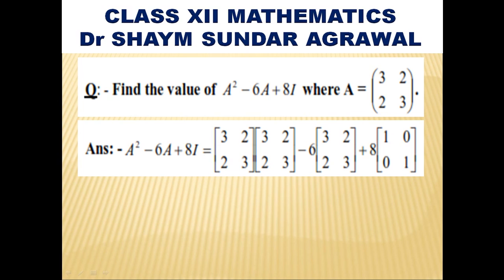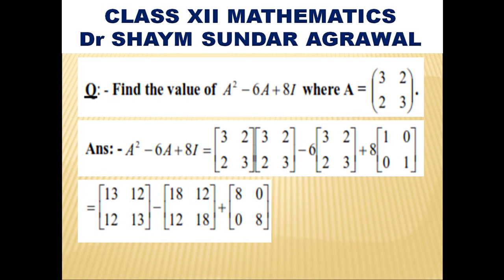So, that is 3 into 3 plus 2 into 2, 9 plus 4, 13. Similarly, 3 into 2 plus 2 into 3, 6 plus 6 is 12. 2 into 3 plus 3 into 2 is 12. Similarly, 2 into 2 plus 3 into 3 is 13. Minus, taking 6 times the matrix A.